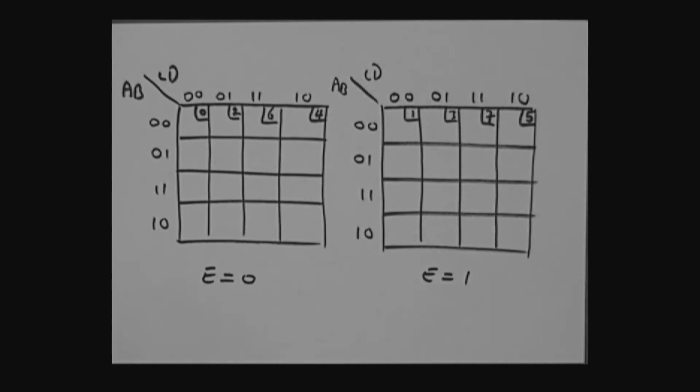Let's take a break at this point, and when we come back, we'll consider, as a review, plotting and minimizing Boolean functions using KMaps.